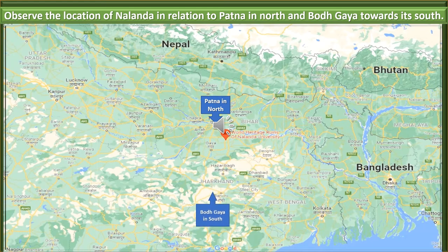Now watch the location of Bodh Gaya towards the south of Nalanda. These three places may be asked collectively in the paper, so they are to be shown near to each other, but you must be able to understand their comparative location of all the three cities so that you may mark it correctly.